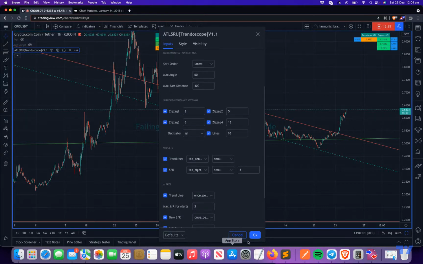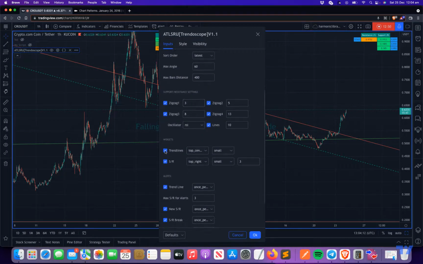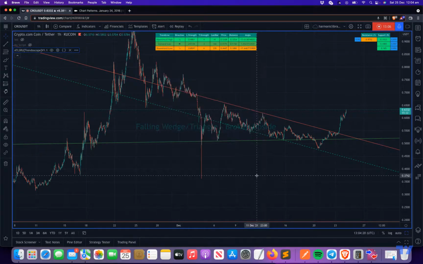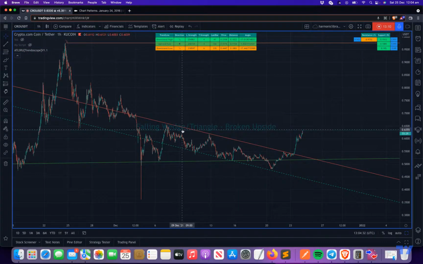I think one last thing is about the widgets. There are two widgets, one for support resistance here and one for trend lines. If you don't want these widgets, you can disable them in the settings here. Also, you can control what position you want them to be placed, what the size of the tables is, and for support resistance, how many levels you want to show. You can configure that here. Right, and that's about the settings, and that's about the indicator.